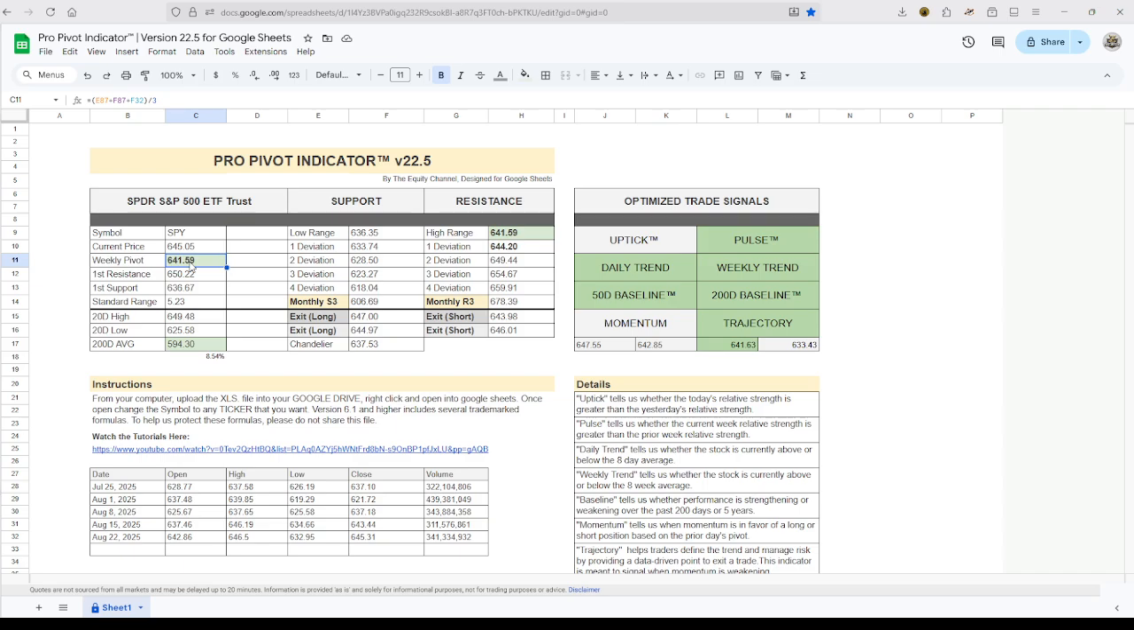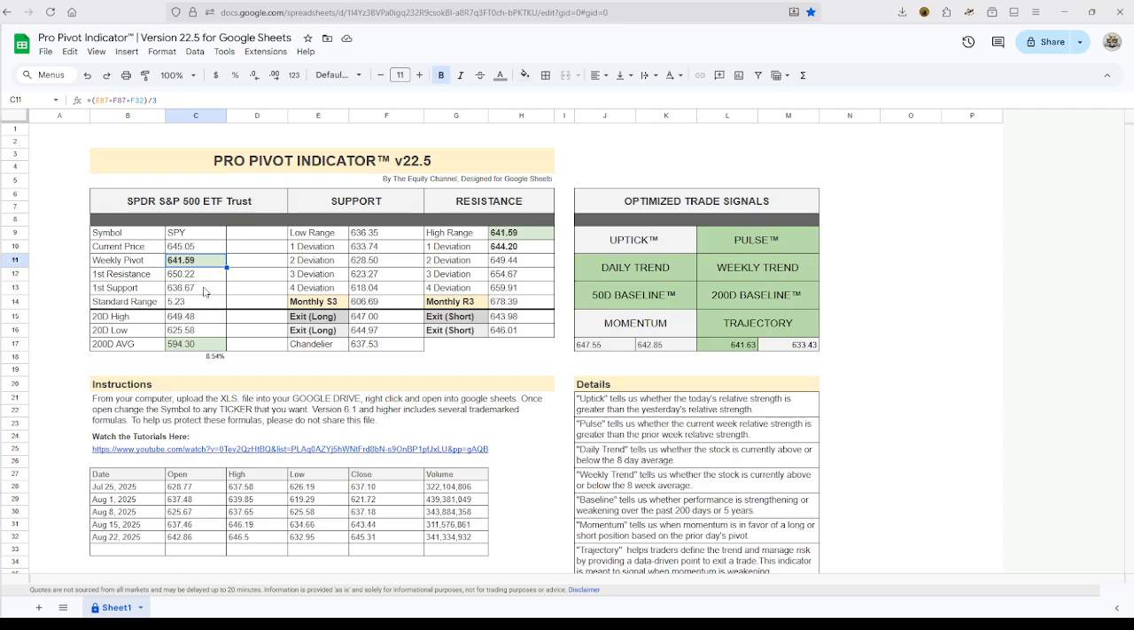So the weekly pivot is always going to be calculated for you. You don't have to do any work at all. When the current price is above the weekly pivot, this will be green. When the current price is below it, it'll be red. This makes it very easy to quickly identify, so that way you don't have to go, is it above? Is it not? It just lets you know right out the gate. And now, then you have your first resistance and your first support.